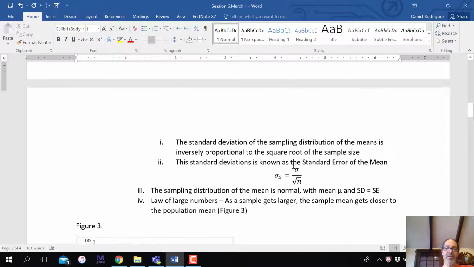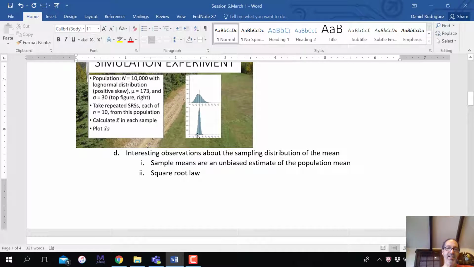here's another interesting one. You've noticed I mentioned that this is normal. So the sampling distribution of the mean, it is normal. Now, its normality will depend on a couple things. The sample size, the larger the sample size, the greater the tendency towards normality. And the sample size needed is dependent on the shape of the population distribution.